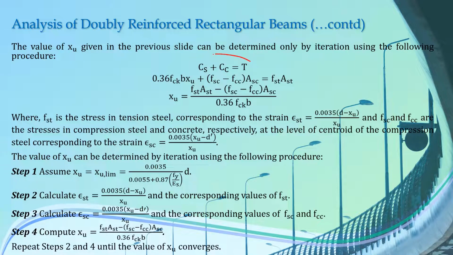Use the same equation of equilibrium even in the second case, that is, when XU is greater than XU limiting. But in this case, you cannot assume that the stress in our steel, FST, is equal to 0.87 Fy. We have to determine instead the value of FST for our over-reinforced section. So the formula seems to be the same, except that FST is not equal to 0.87 Fy.